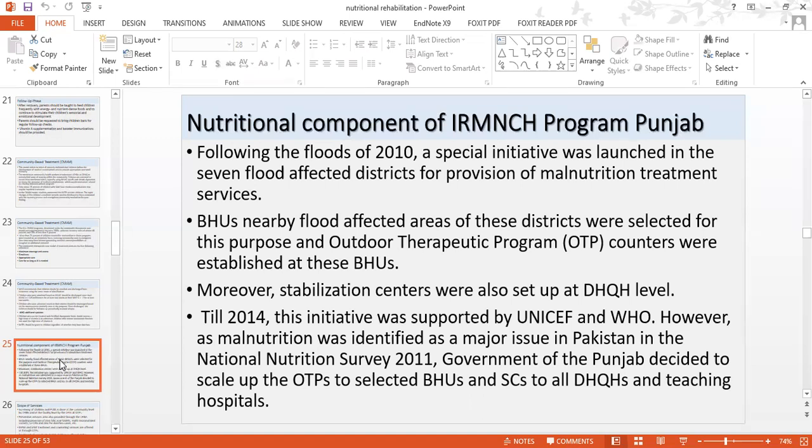Malnutrition is a major problem in our country, so the government has decided to scale up the OTP counters from selected BHUs and stabilization centers to all BHUs and teaching hospitals.